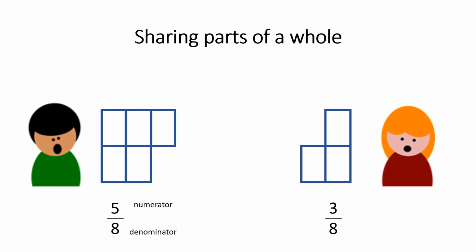The girl has got 3 eighths of the cake. The number 3 is the numerator, showing us that she has got 3 of the equal parts, and the denominator, number 8 on the bottom, tells us that there are 8 parts in the whole cake.